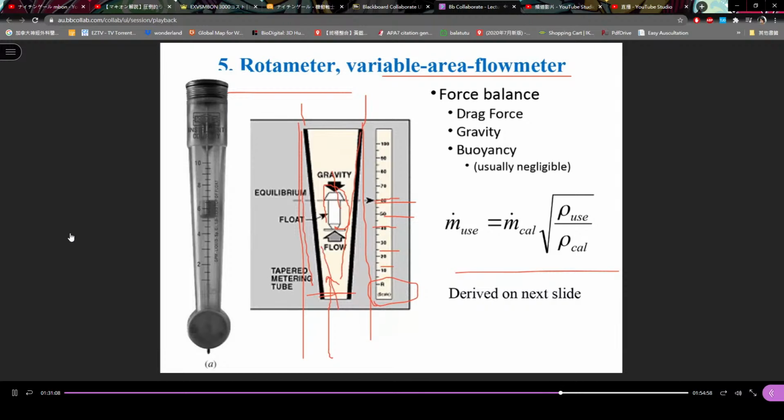Higher flow means higher velocity, and the float would be up here. So you can see there are scales here, and there is a float here, with lighter liquid or gas inside, depending on the float. What flow you want to measure, water or air, you choose the right floating meter. We call it a floating meter; you call it a rotameter.